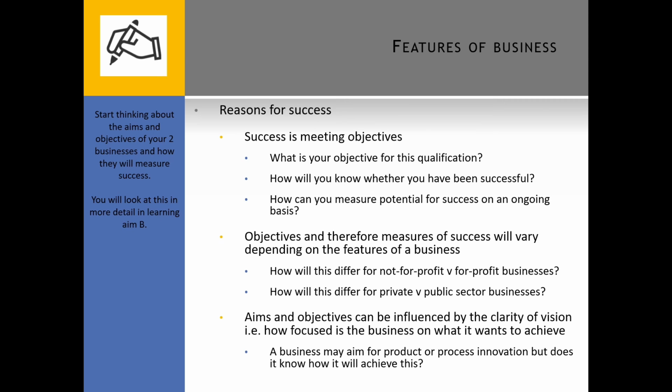Objectives and therefore measures of success will vary depending on the features of a business. So franchises will measure the success of their business on a wider scale than sole traders would be. Think about how this will differ for not-for-profit and for-profit businesses and for private and public sector businesses. Aims and objectives also come in handy here, and they can be influenced by the clarity of vision. So for example, how focused the business is on what it wants to achieve. So for example, business may aim for product or process innovation, but doesn't know how it will achieve this. So for example, the steps to achieve this.